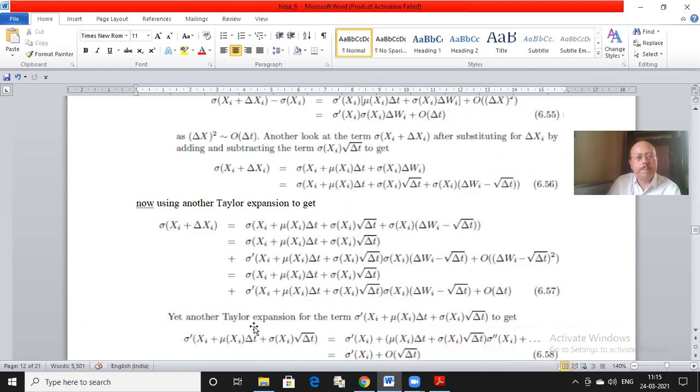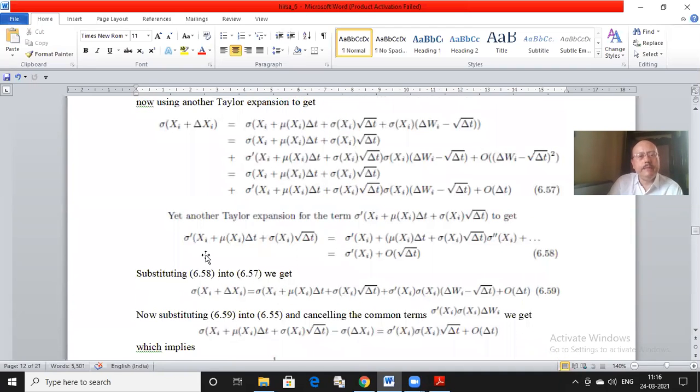So what do we get? So this I can write again as the first term as before, the second term as before, and order of delta t. So sigma xi plus delta xi can be alternatively expressed using the Taylor expansion around this particular point as in equation 6.57. And finally, we use a last Taylor expansion for the term sigma prime around this point. Because I have this here inside, sigma prime evaluated at this point. This I write around xi.